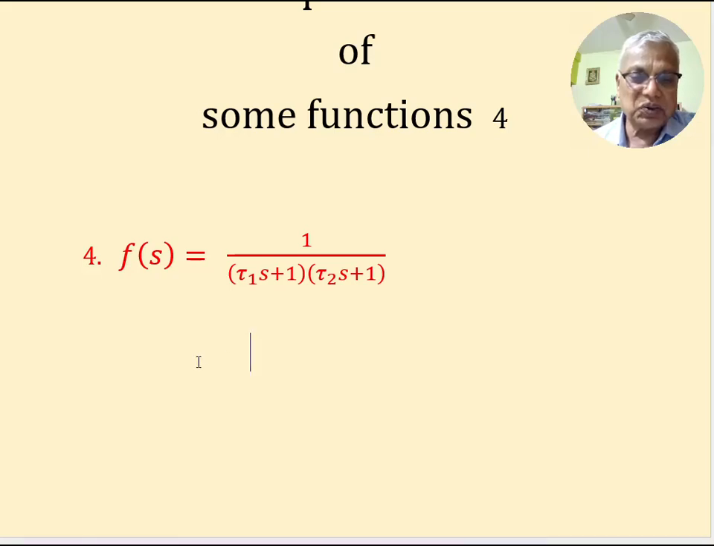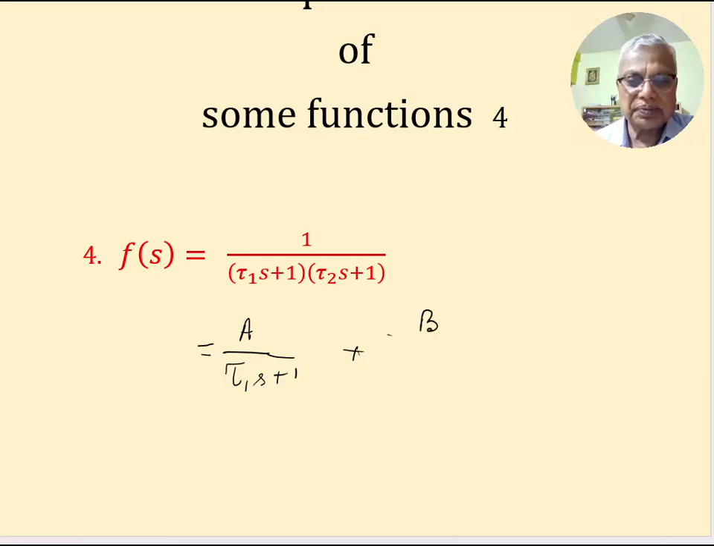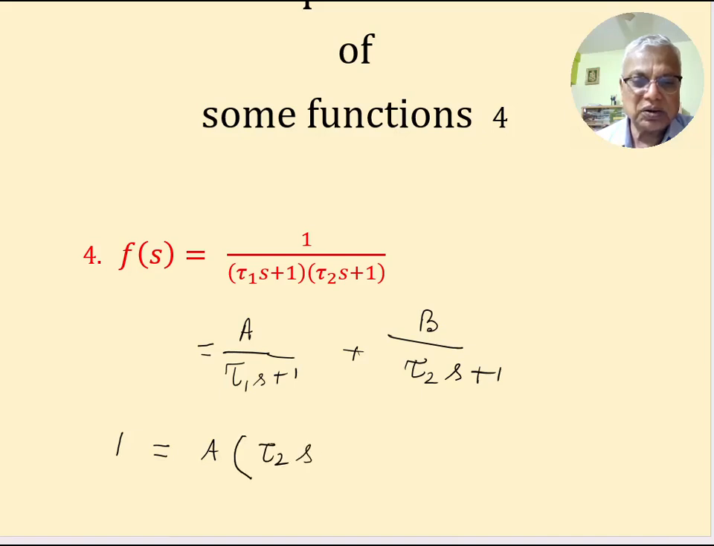So let us write this as a by (tau 1 s plus 1) plus b by (tau 2 s plus 1). So let us find out the constants a and b. If you multiply with the LCM, then it must be equal to a into (tau 2 s plus 1) plus b into (tau 1 s plus 1).